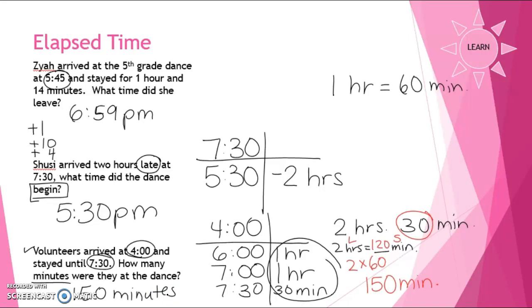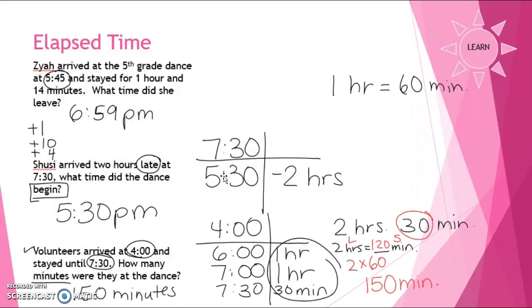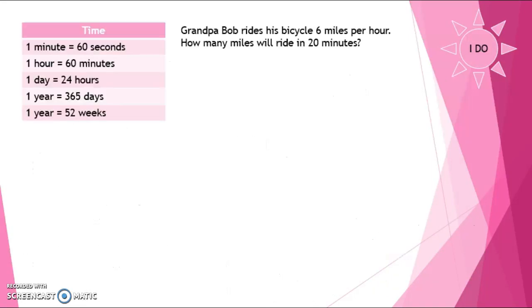Let's keep going. Because remember, our learning goal is to convert measurement units to solve multi-step problems that involve time. So what we did here is we just learned how to calculate elapsed time in case we've forgotten from previous years. But this is not where it ends, boys and girls. We need to be able to do this with multi-step problem solving. So we'll start out small.